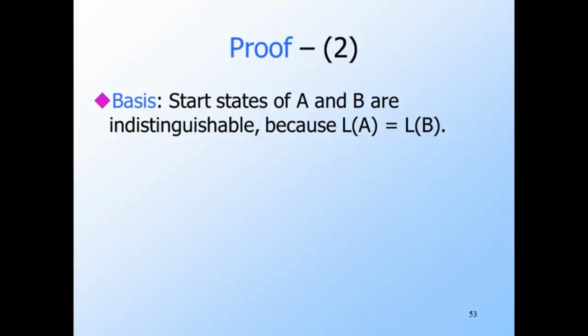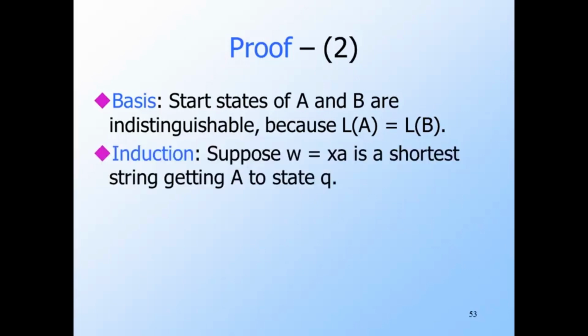We know that this state of A is indistinguishable from the start state of B because the languages are the same. For the induction, assume the inductive hypothesis for strings shorter than W, and suppose W is a shortest string getting A to state Q. Let W equal XA, that is, A is the last symbol of W and X is all the rest of W.